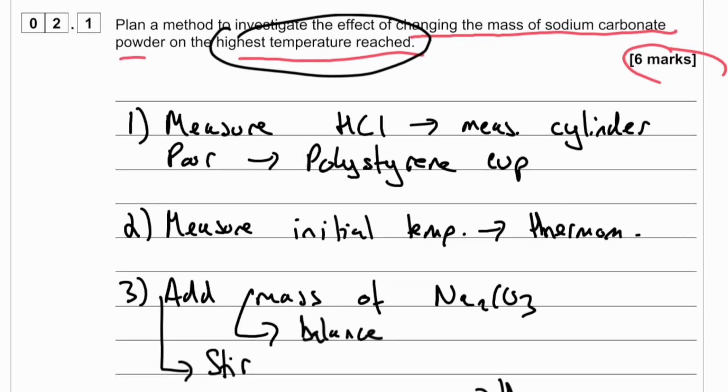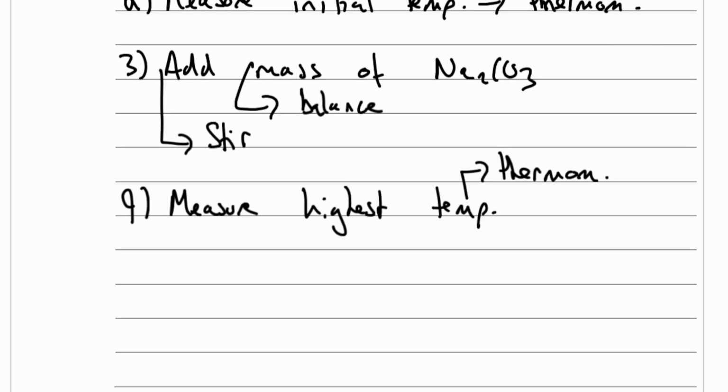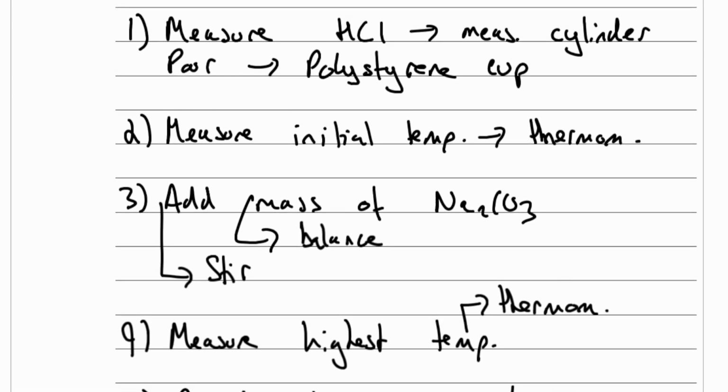Okay, so now we've measured the highest temperature reached for a certain mass of sodium carbonate powder. We want to investigate the effect of changing that mass. So the last step is basically that we want to repeat the experiment with a different mass of sodium carbonate. Okay, so that's what you should say. That should be enough to get you the marks.